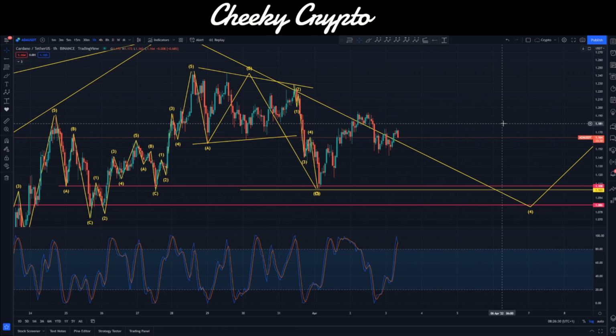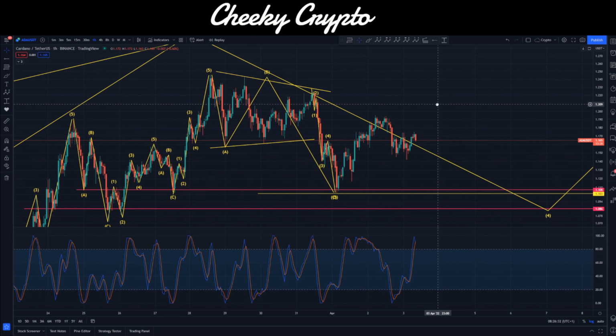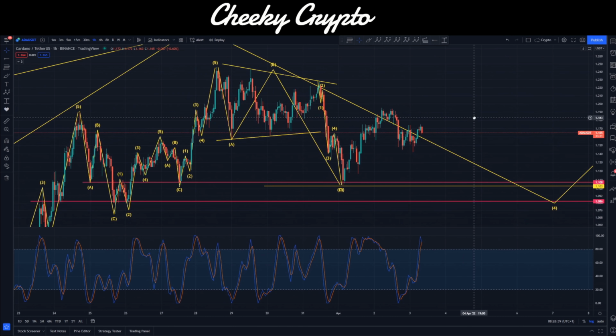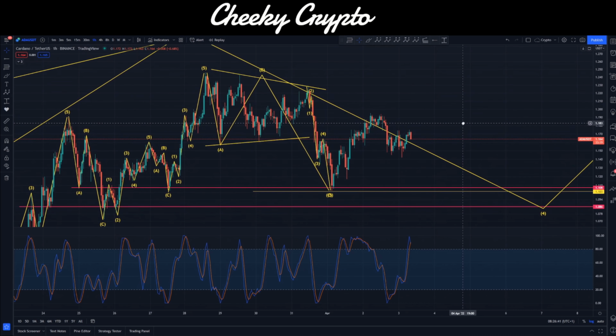Let's jump down into Cardano here. So we are paired up with USDT. We are on the hourly chart here, and I just want to walk you through what's gone on, what I think is going to happen next as we get into a bit of a corrective state, and what this might mean for Cardano next.